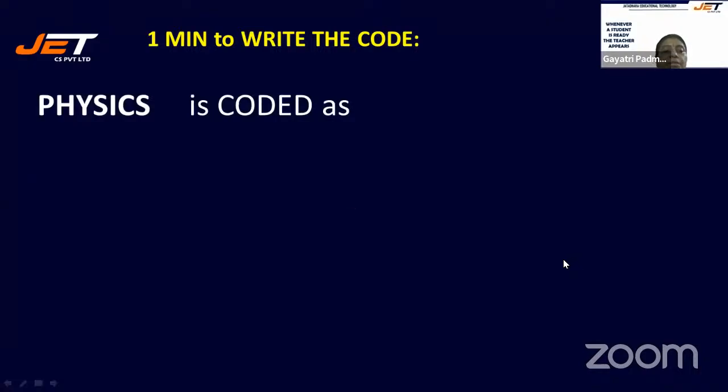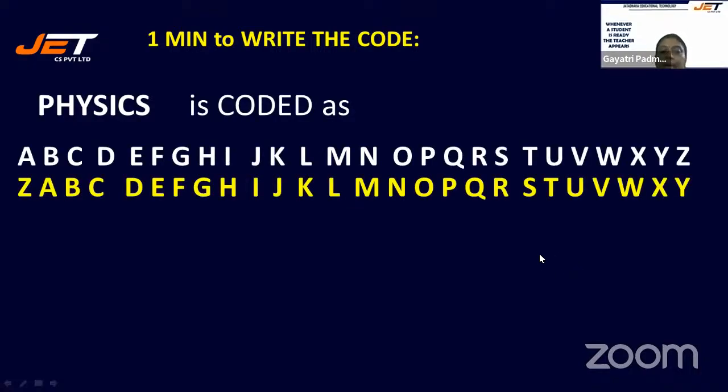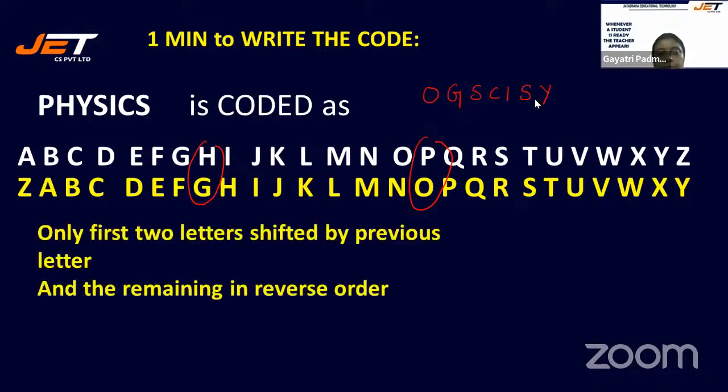Now let us try another one. Physics is coded as, so the first two should be coded. For P, it is O. For H, it is G. So it is O, G, and the balance S, C, I, S, Y reversed. See, it is O, G, Y, S, I, C, S.